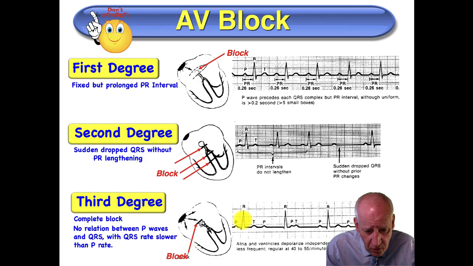However, the QRS, the ventricular depolarization, is occurring at a much slower rate, with no relationship between atrial depolarization and ventricular depolarization. Now, why would the ventricular rate be much slower than the atrial rate? Look how the ventricular rate is about, let's count it, 300, 150, 100, 75, 60, maybe 55 or 60. And the QRS complex is normal and narrow in width.